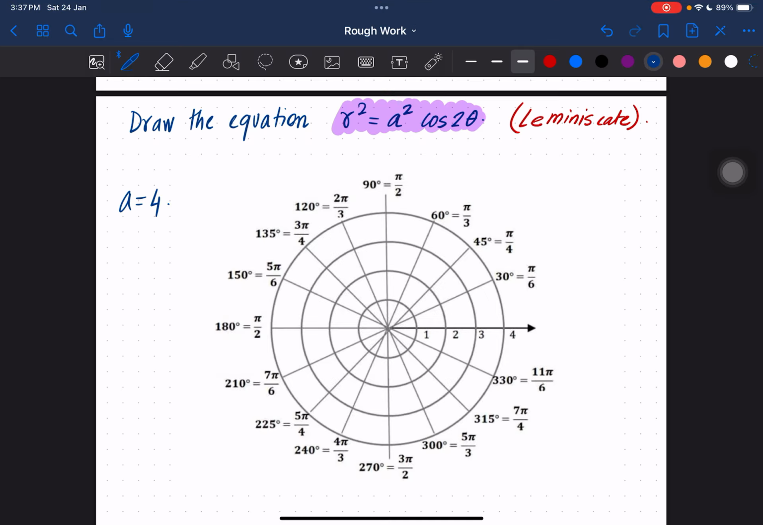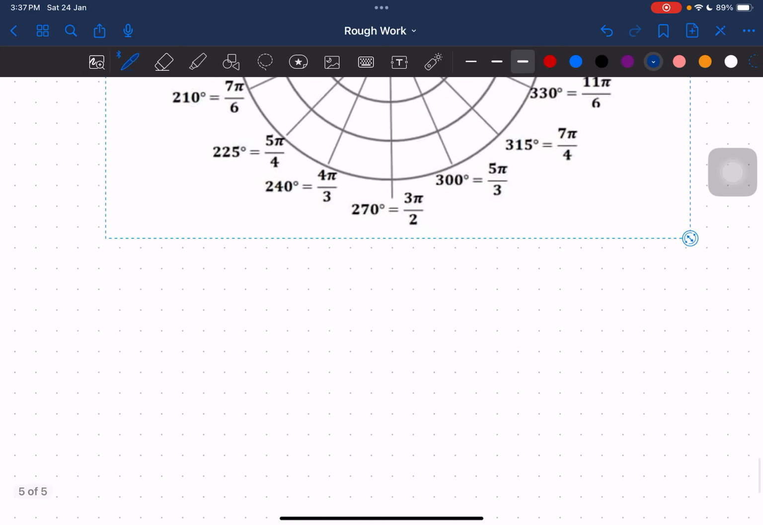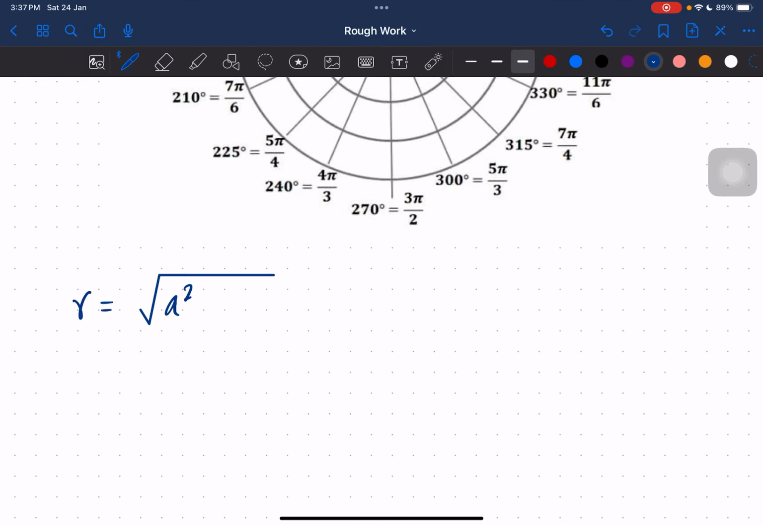Now if you see the equation, r square equals a square cos 2 theta, right? If we take the square root, then we have r equals the square root of a square cos 2 theta, right? So we can take out a, but we still have the square root of cos 2 theta.